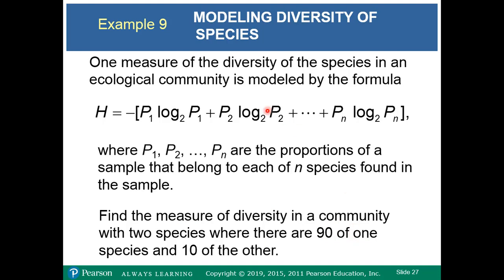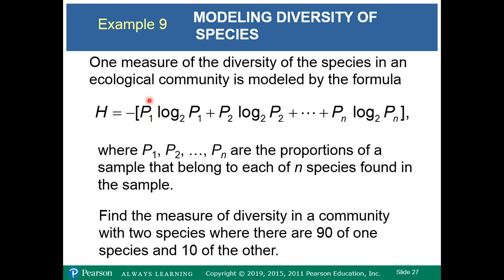Okay. Now, modeling diversity of species. One measure of the diversity of species in an ecological community is modeled by this formula. H is equal to the negative of the sum of these logs, where you have P1, population 1, times the log base 2 of population 1, plus population 2 size times the log base 2 of the population size of population 2, all the way to the nth population. Here P1 through Pn are the proportions of a sample that belong to each of the n species found in the sample.